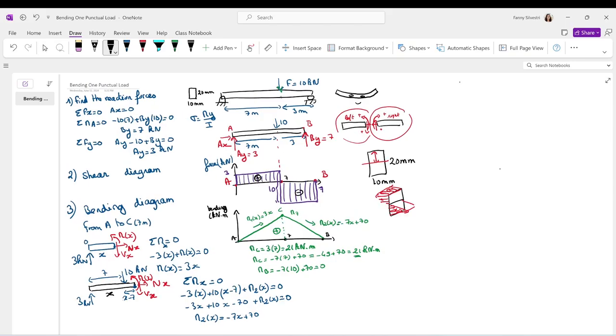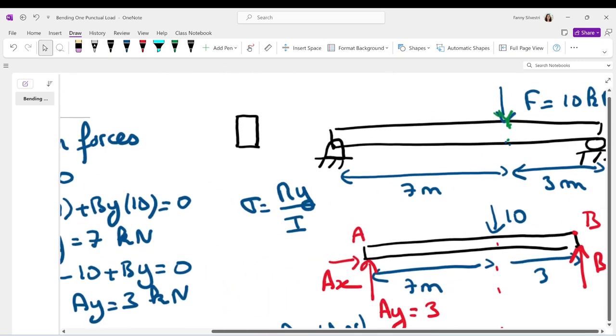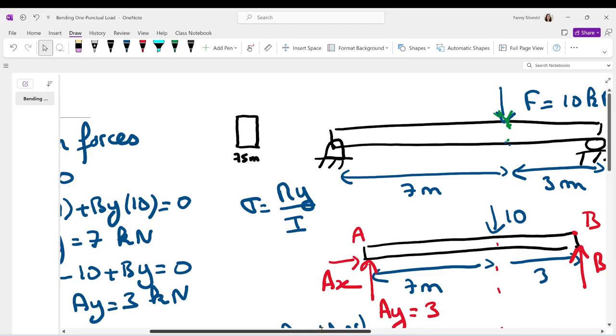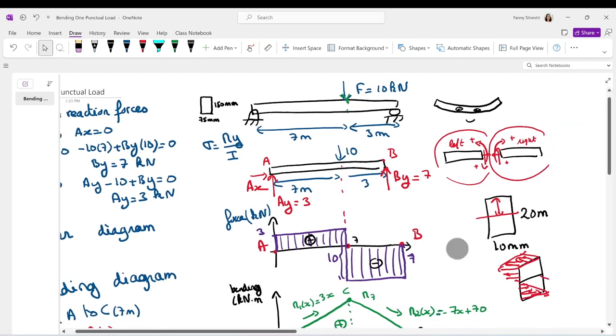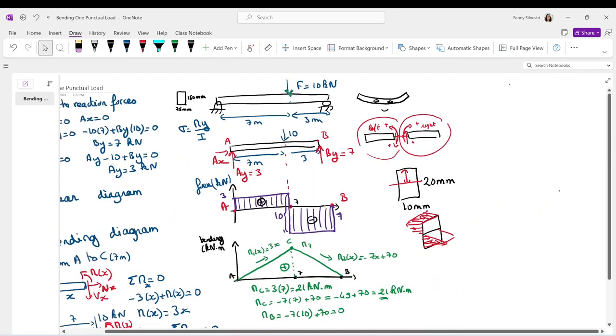Okay, I will do the second step, but I just want to tell you something. I'm changing this number. That was a bit too small. So my beam will be 75 millimeters for the base and 150 millimeters for the height. Okay, so now let's find the maximum bending stress. So step number 2, the bending stress.